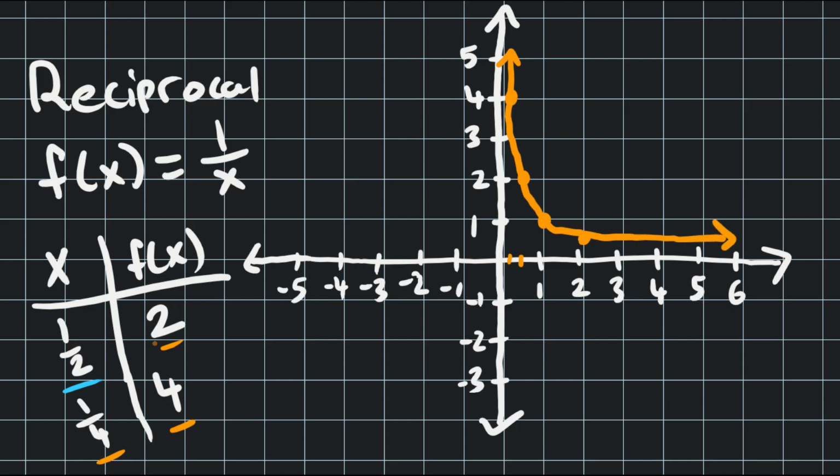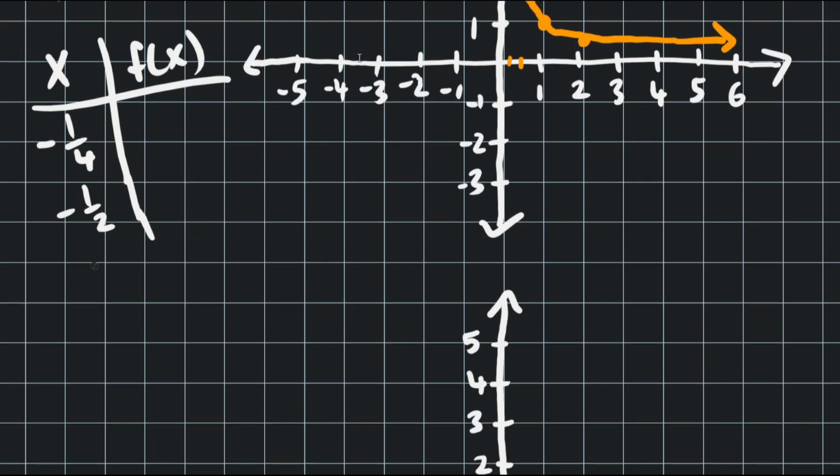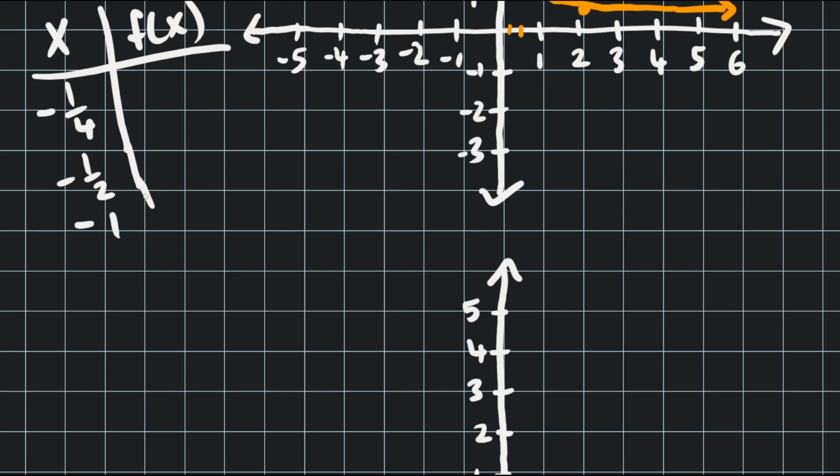And that's the positive side. Let's go ahead and just do the negative side quickly. So let's say we had negative a fourth, negative a half, and then negative 1 and negative 2.